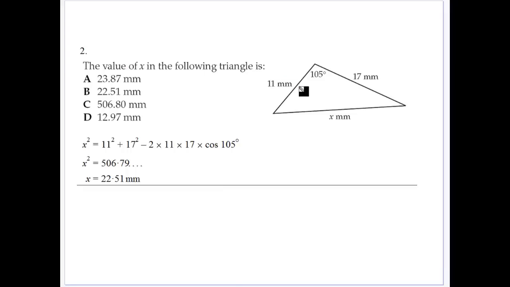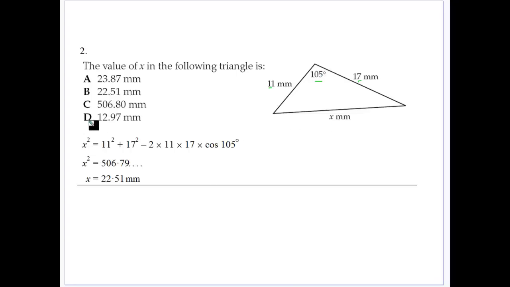So the value of x in this one is opposite the 105. Now notice we've got 105 there. We can have an obtuse angle, not a problem. So if I'm looking at that, I'm going to expect my answer to be greater than 11 and 17, because that's the largest angle. So x should be larger than that.